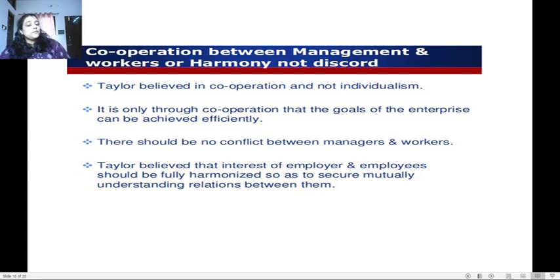There should be no conflict between the managers and workers. So कोई भी clashes नहीं होने चाहिए, harmony, peace maintain होना चाहिए organization में, right? Taylor believed that interest of employers and employees should be fully harmonized so as to secure mutual understanding relation between them. There should be a mutual understanding between the employees and the employers, right? There should be no conflict between them. So peace should be maintained.